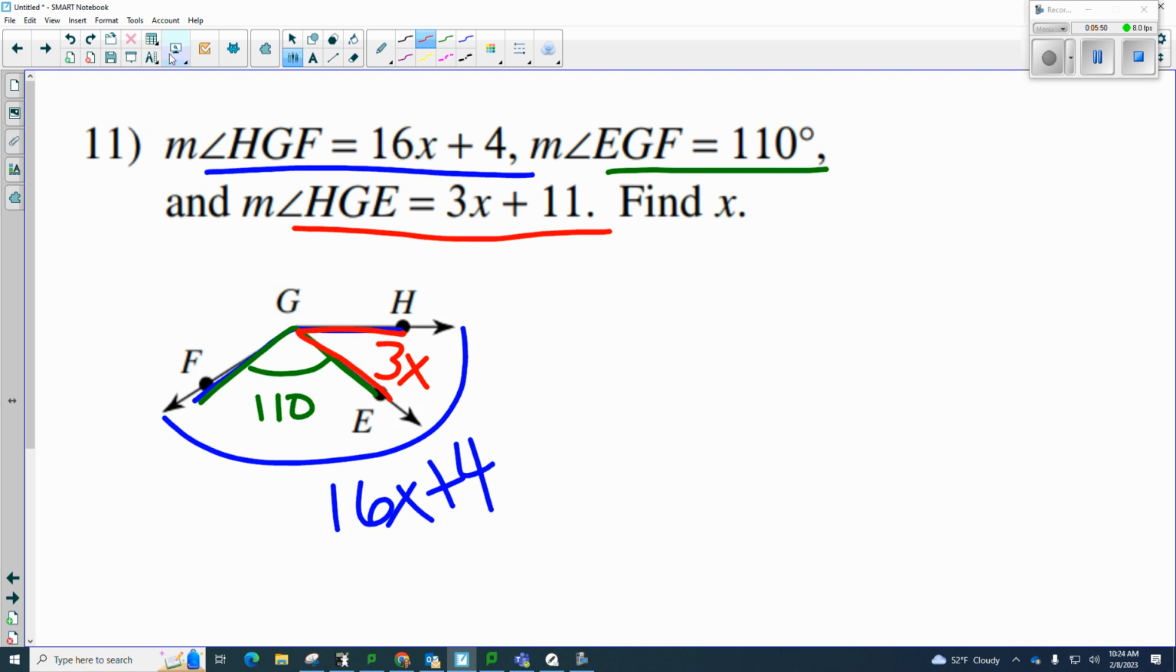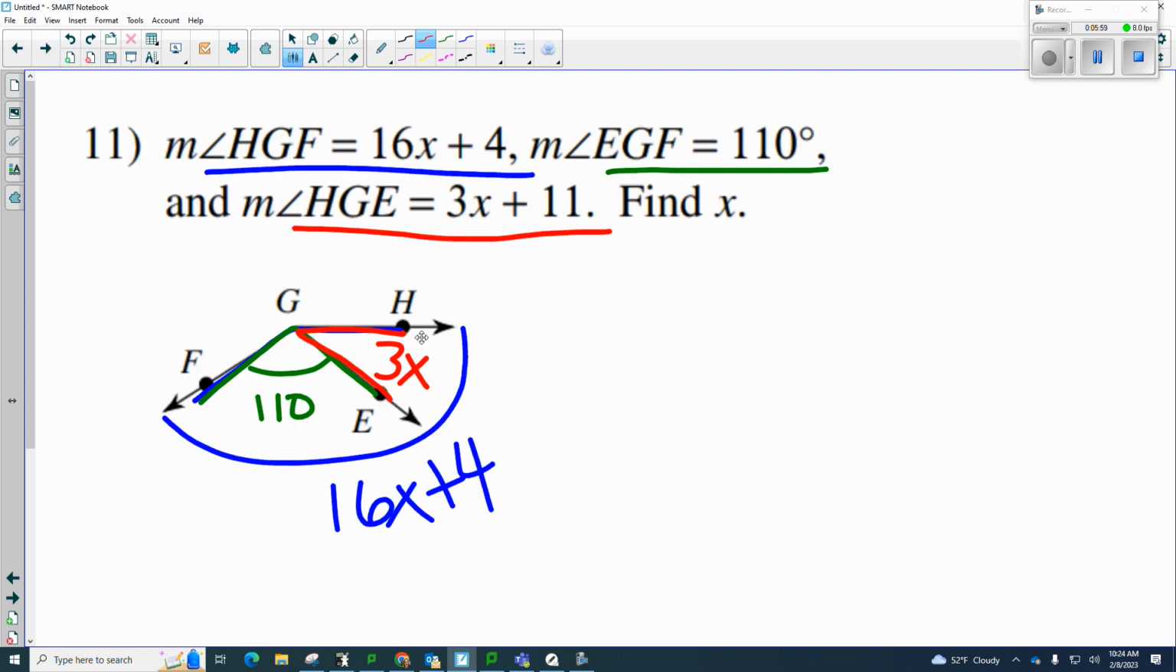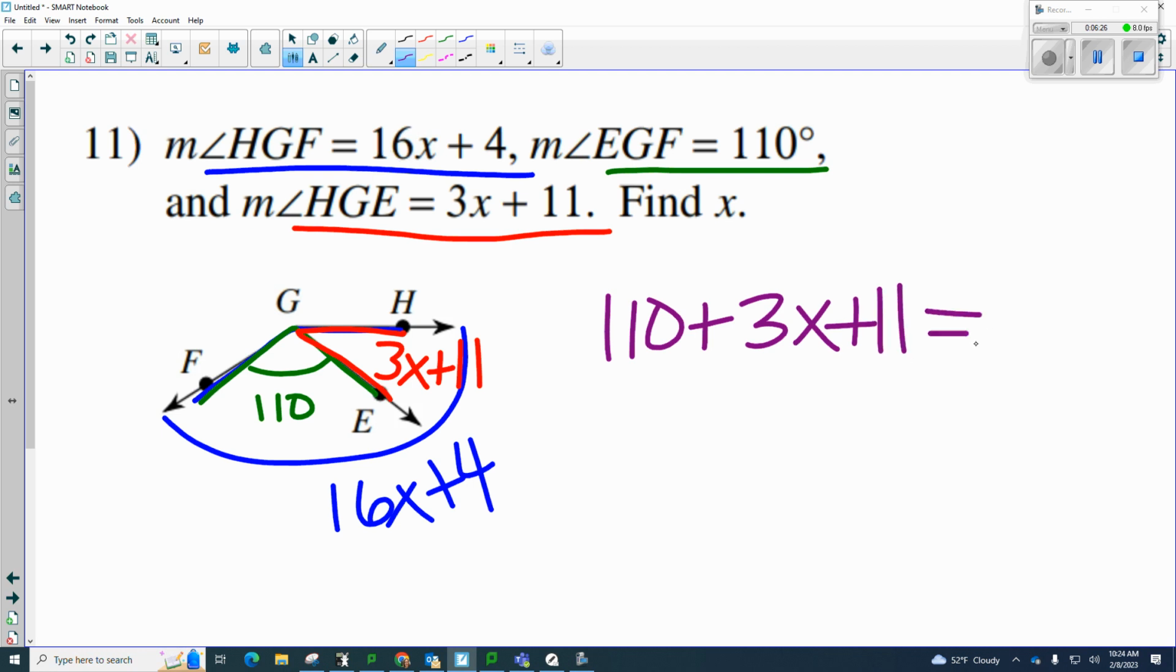Okay, now notice this one is very similar to this last one. I changed it a little bit. So remember, it looks a little bit more confusing with these multiple x's and stuff, but we can write an equation to try to find the value of x because we know this one plus this one has to equal this one. Okay, so 110 plus, I'm sorry, I missed the 11. I was so excited to turn back the page. So it should be 110 plus 3x plus 11 equals 16x plus 4.